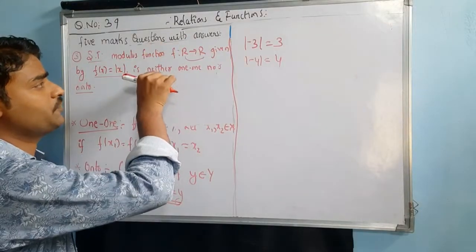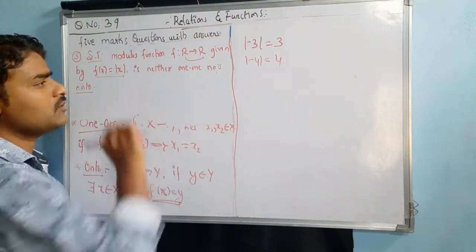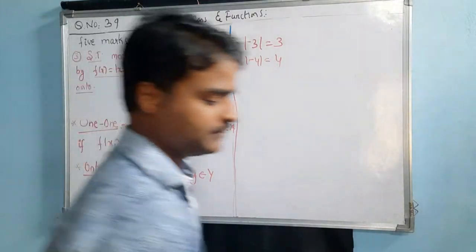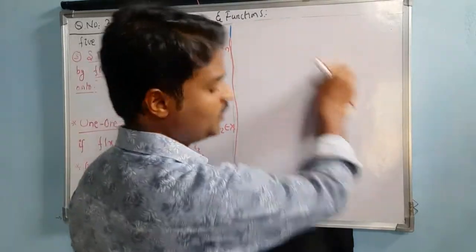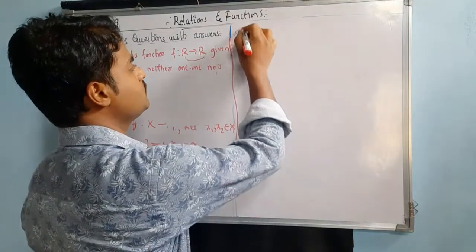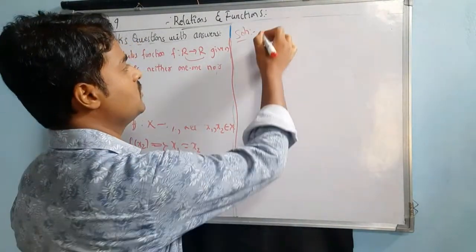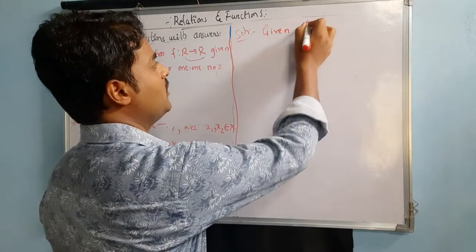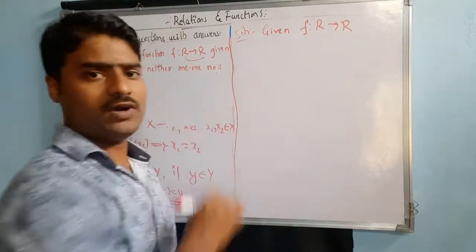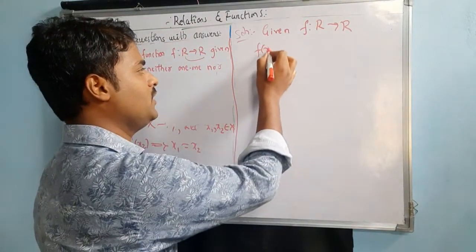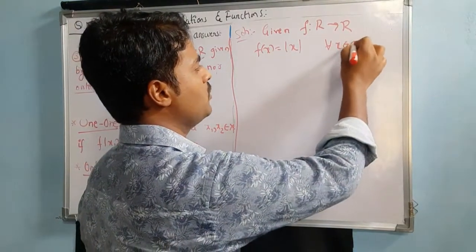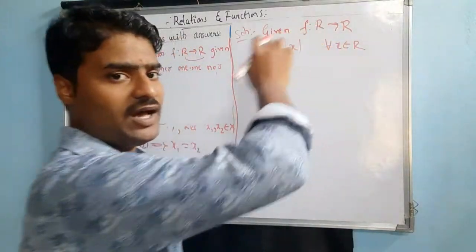So here we need to prove that it is neither one-one nor onto. First write down what is given. Given f is defined from R to R. So the function is given by f of x equal to mod x for all x belongs to R. This function is defined on R.